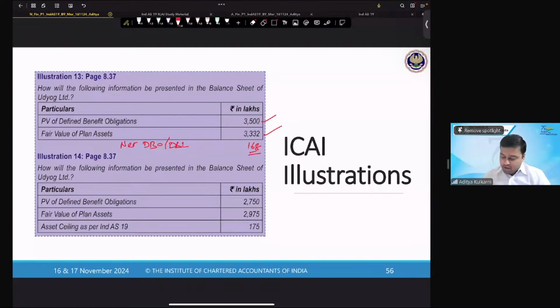Present value of DBO 2,750, plan assets 2,975. What is the difference of this? Surplus. 225, right? Surplus आ गया. That's right, Monica. Surplus value is 225, correct? Yes, sir. But I'm going to restrict it to what? I'm going to restrict it to 175. 175. Okay. So that takes care of that part.